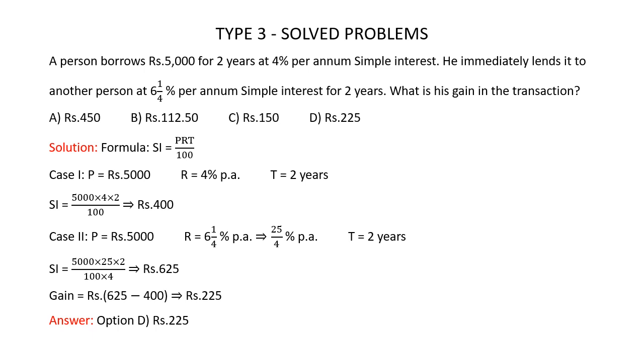Now the difference between the simple interest in case 2 and the simple interest in case 1 will give us the gain in the transaction which we have been asked to find out. So gain is equal to rupees 625 minus rupees 400, which is rupees 225. So the person's gain in the transaction is rupees 225. The correct answer is option D, rupees 225.